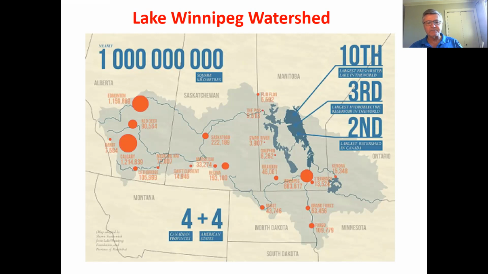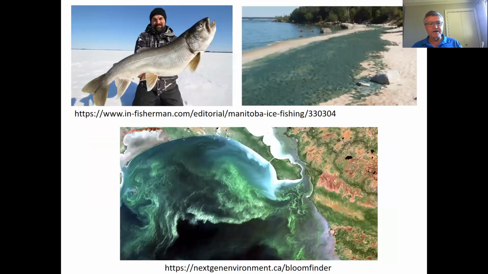This is the 10th largest freshwater lake in the world, and the second largest watershed in Canada, with the Mackenzie Basin, which drains into the Arctic, being somewhat larger. This is an interesting watershed because it's shared between two countries, Canada and the US, and 4 provinces within Canada and 4 states in the United States. Lake Winnipeg is well known for fishing, and particularly ice fishing. So here's a proud ice fisher with his walleye catch.